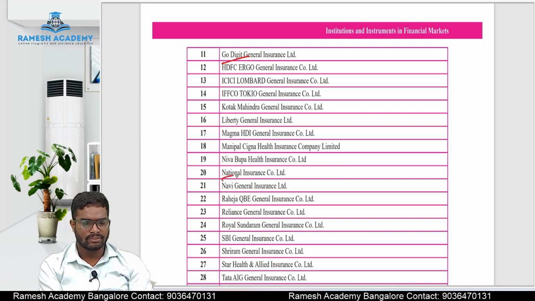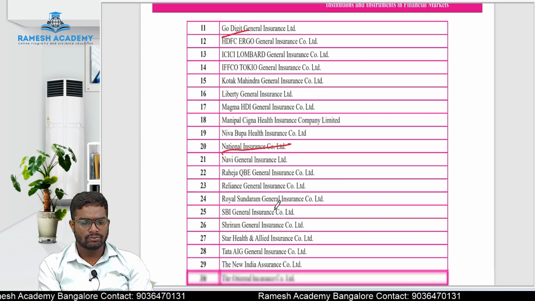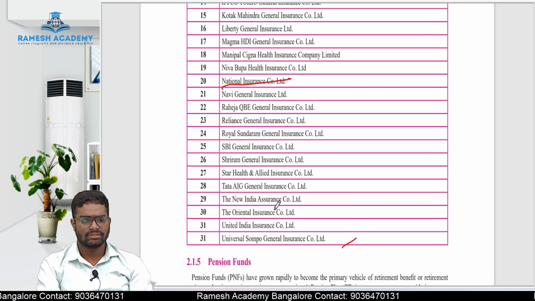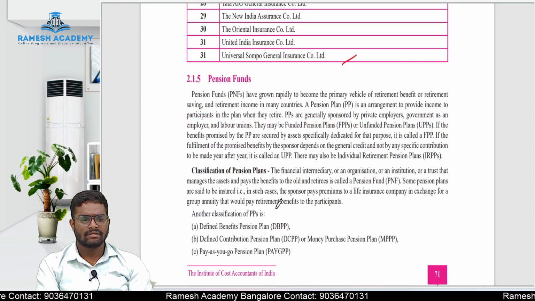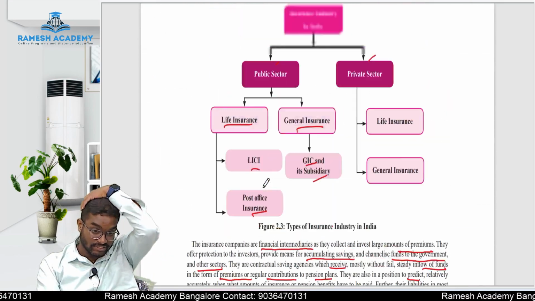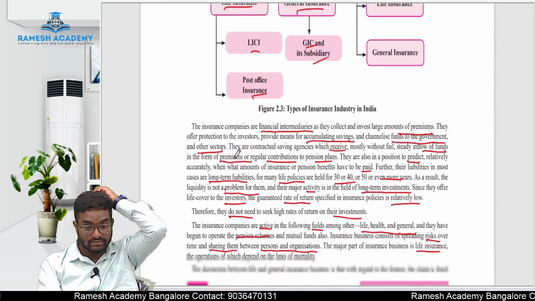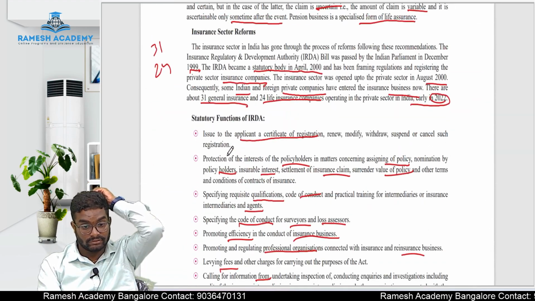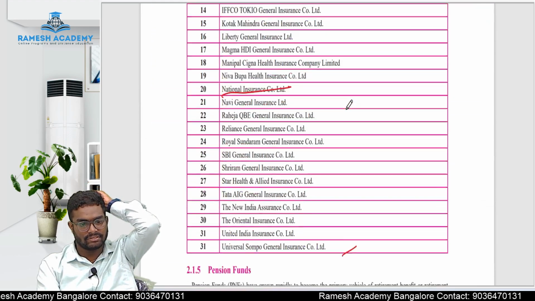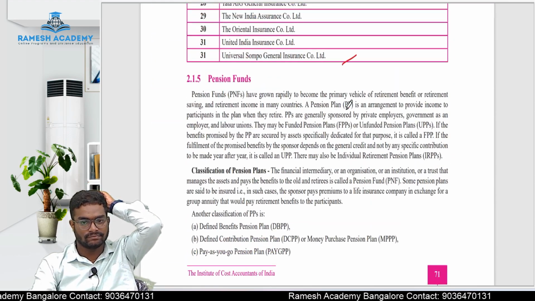National Insurance Company is the most popular. So Royal Sundaram, SBI. See, every bank has its insurance almost. Next, so this comes to the end of insurance companies. So insurance companies, majorly we saw types of insurance and the statutory function. That's it. And the examples. So next we will see the pension funds.